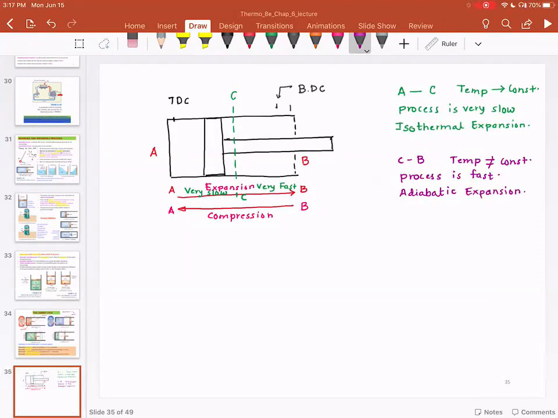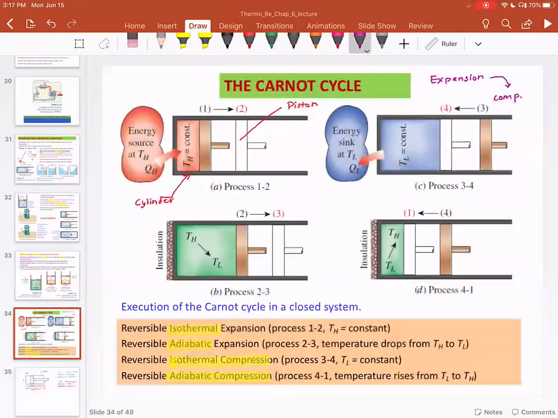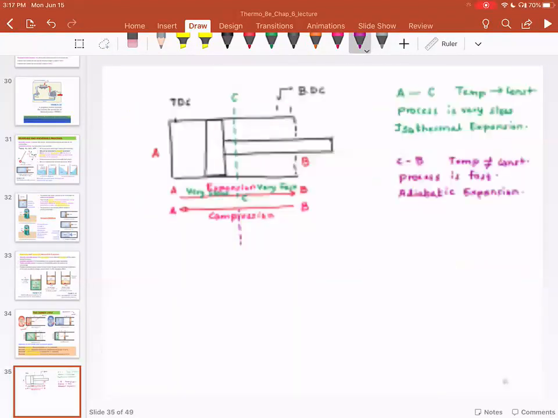Now, after this adiabatic expansion, the piston reaches the bottom dead center or point B, and then it starts going from B to A, and it starts doing the same thing. So this compression also occurs in two different stages. First, this compression is very slow.